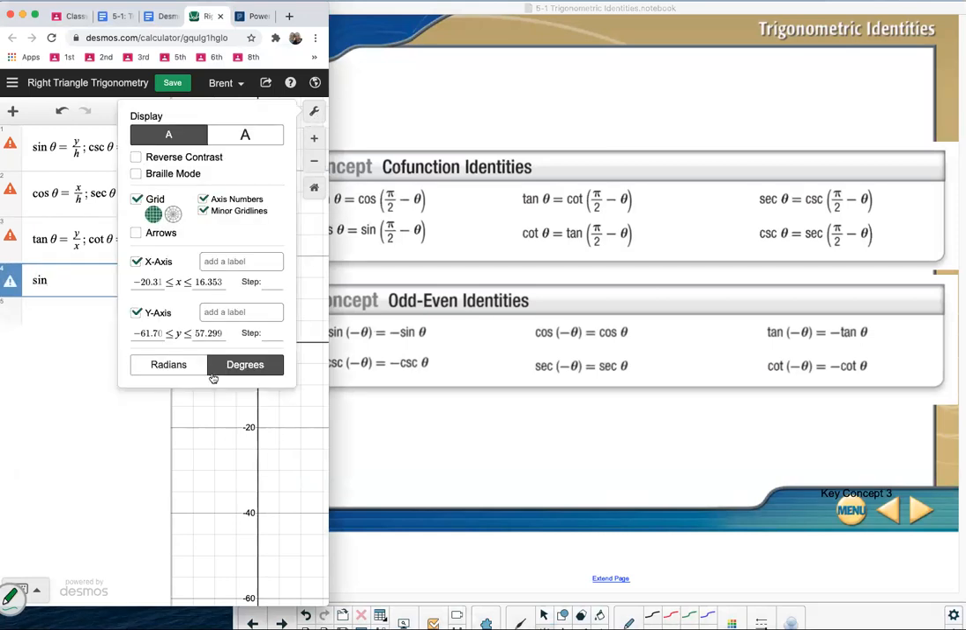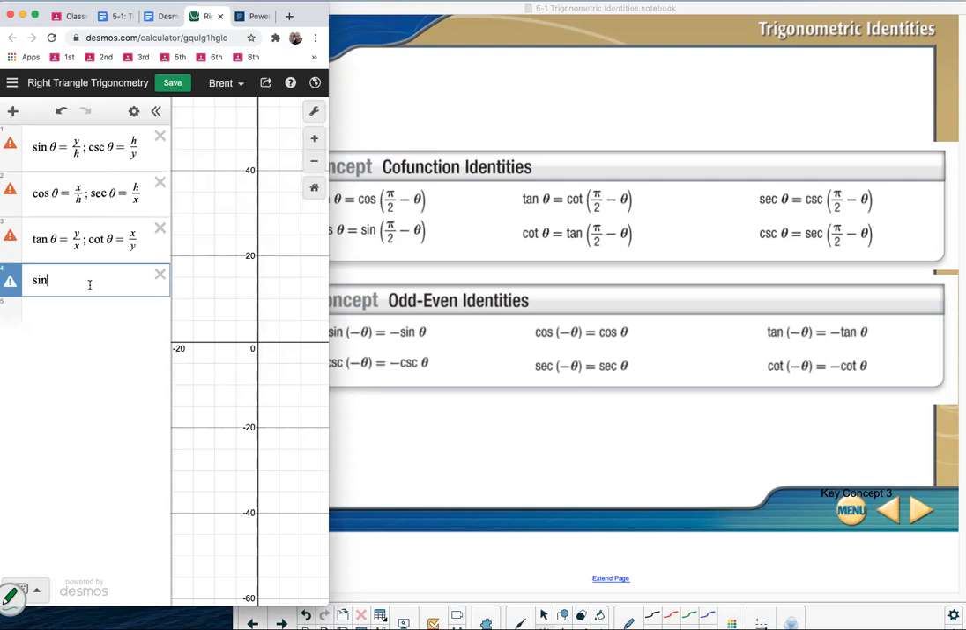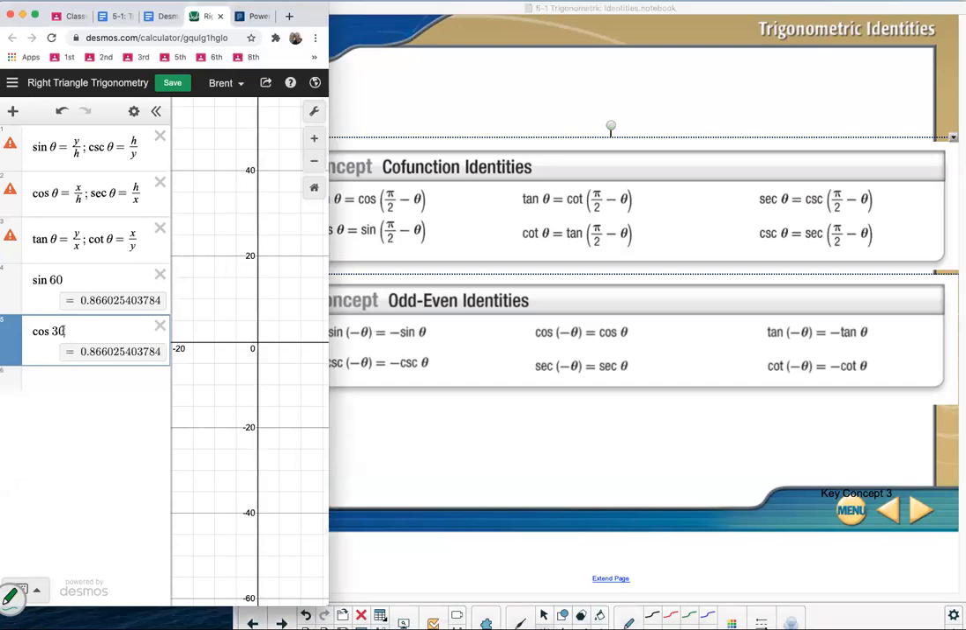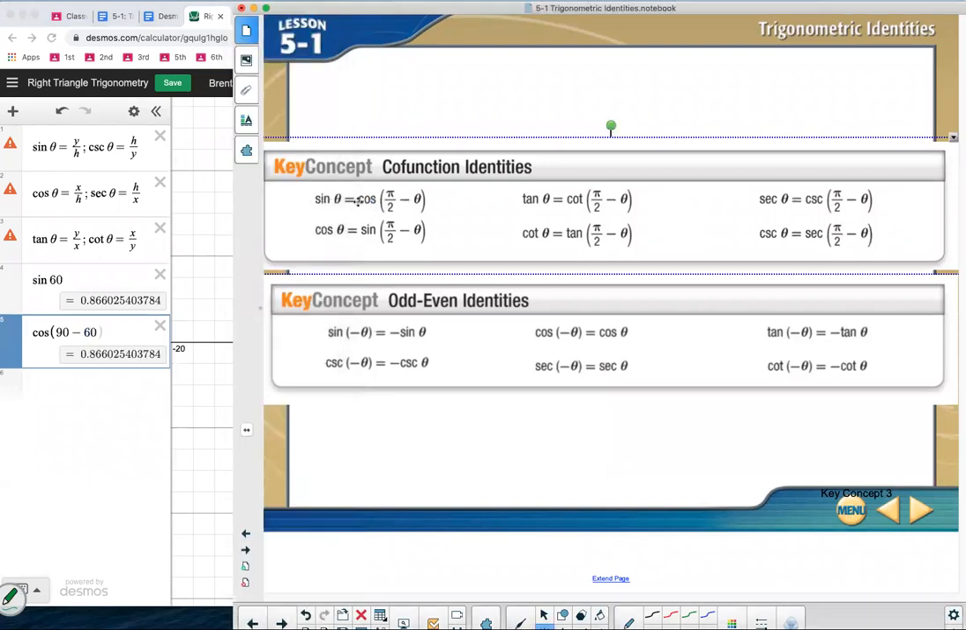What mode am I in here? I'm in degrees. Okay, sine of 60 degrees is not equal to cosine of 60 degrees. They are different answers. However, if you think about them being complementary angles, 60 plus 30 are complementary. These two answers would be the same solution. So the way they're writing this is, sine of, let's just say 60, will equal cosine of 90 minus that angle of 60. That's basically what they're writing out. And they're showing you that you will always get the same solution.